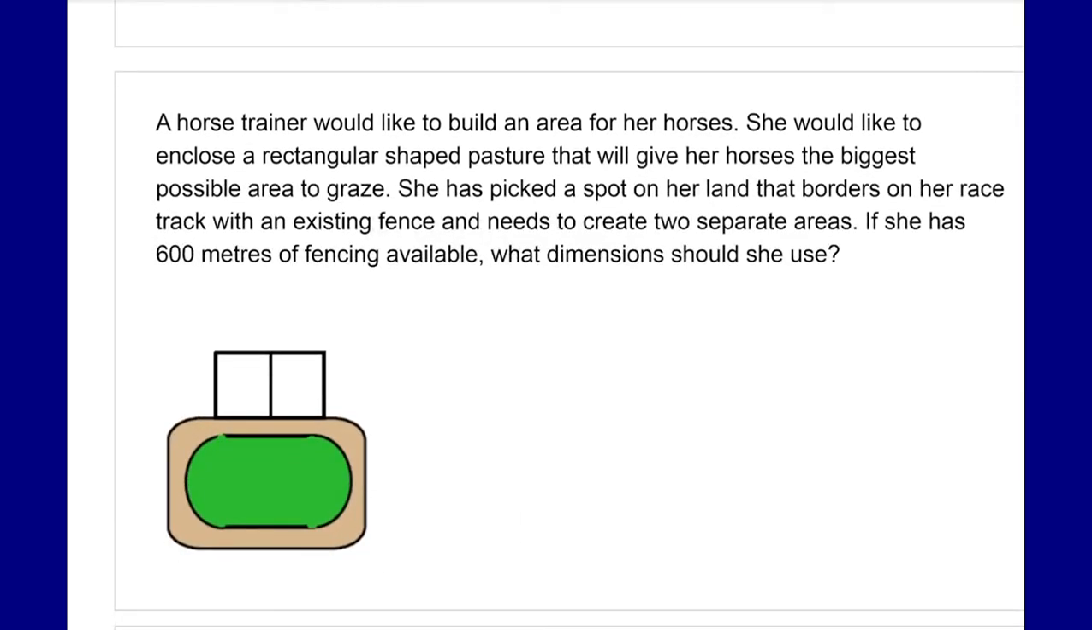A horse trainer would like to build an area for her horses. She would like to enclose a rectangular shaped pasture that will give her horses the biggest possible area to graze. She has picked a spot on her land that borders on her racetrack with an existing fence and needs to create 2 separate areas. If she has 600 meters of fencing available, what dimensions should she use?